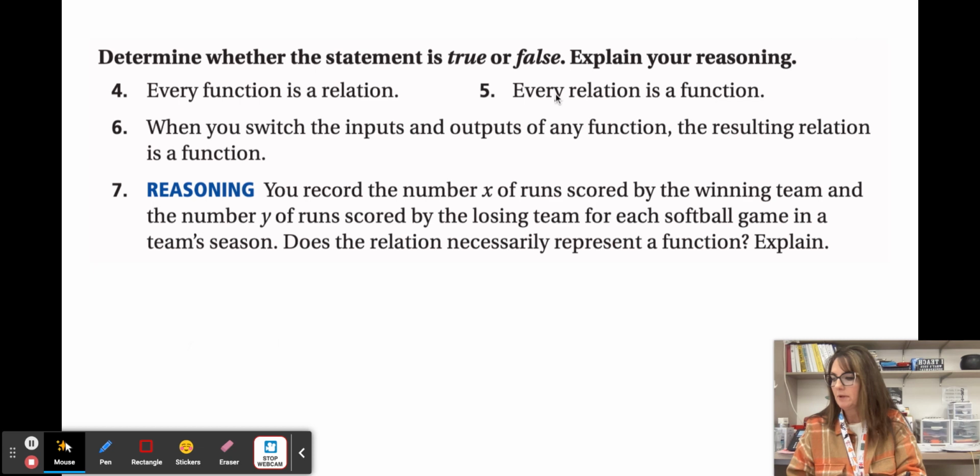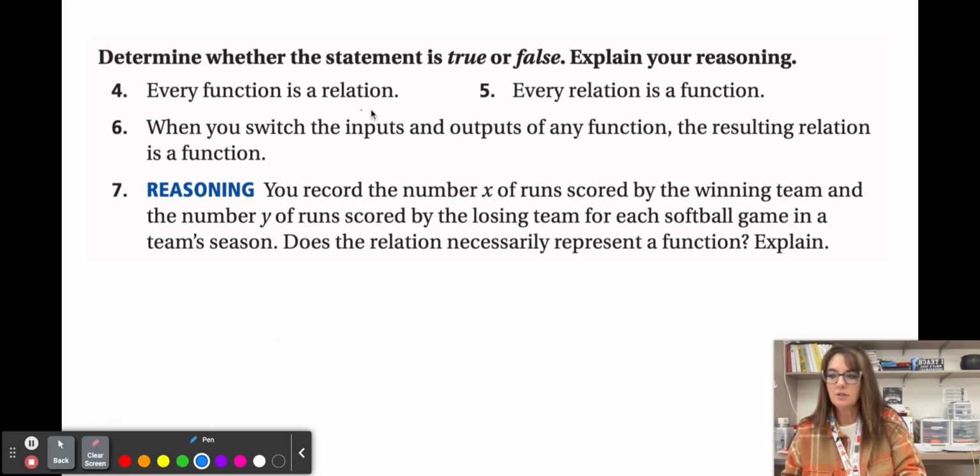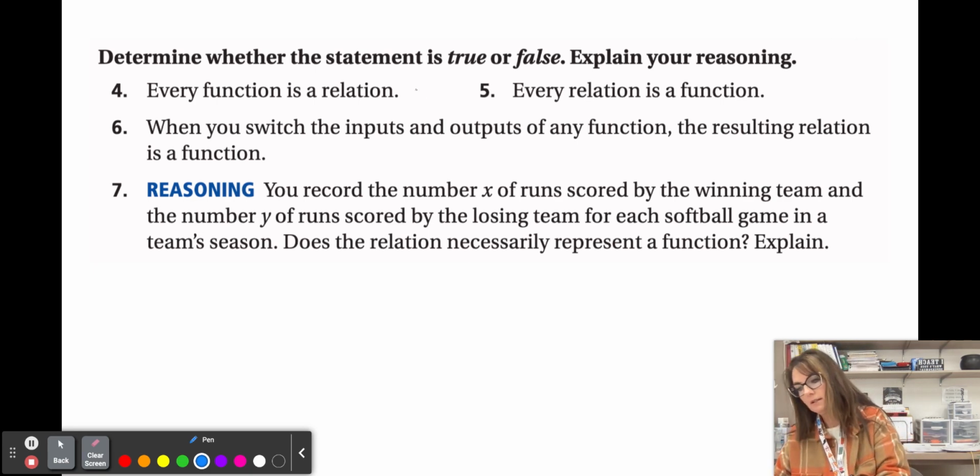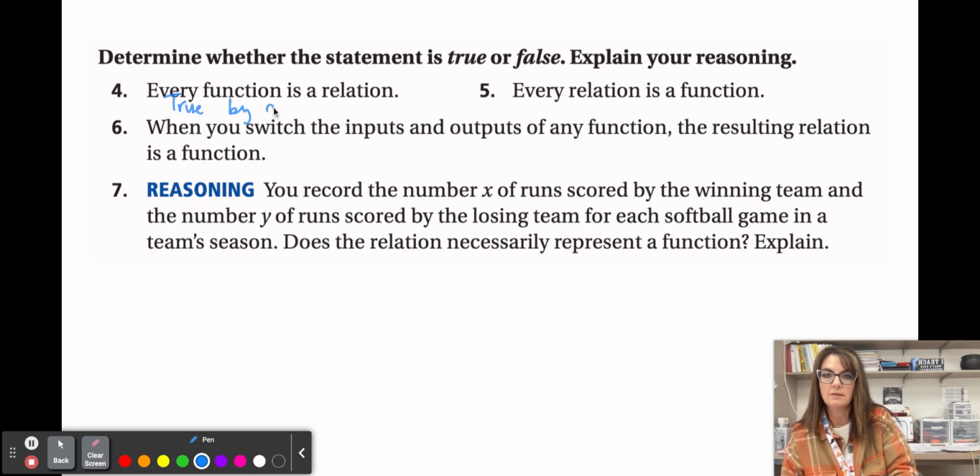All right, now we're going to determine if these statements are true or false and explain our reasoning. So looking at the first one, every function is a relation. Well, by definition, a relation is just the ordered pairs, right? The inputs paired with the outputs, pairs of inputs and outputs. So yes, and to be a function is when each input is paired with exactly one output. So yes, this is true and it's by definition. So number 4 is true and it's by definition of what a relation is.